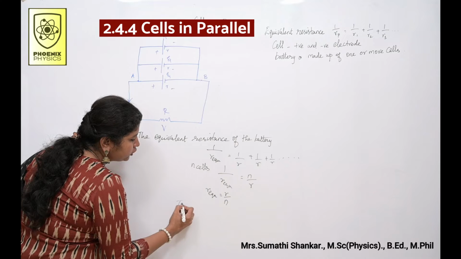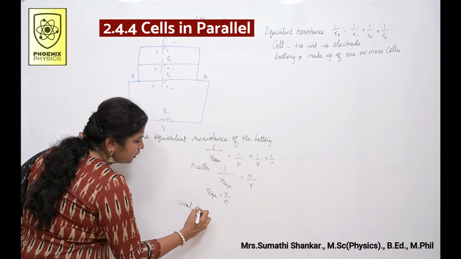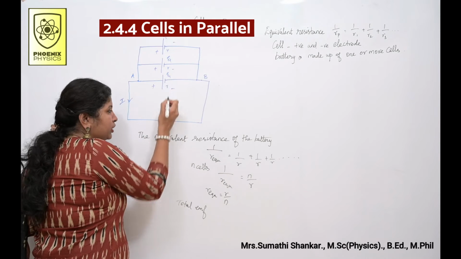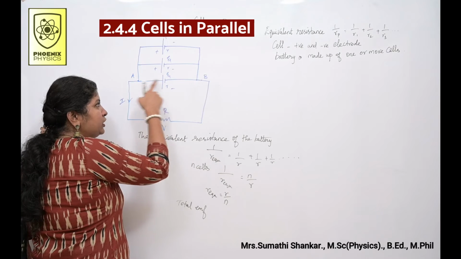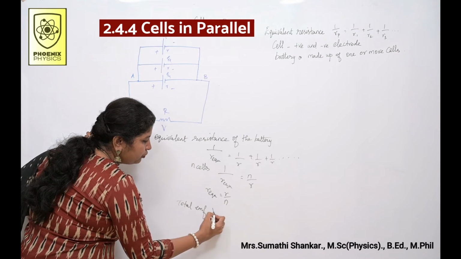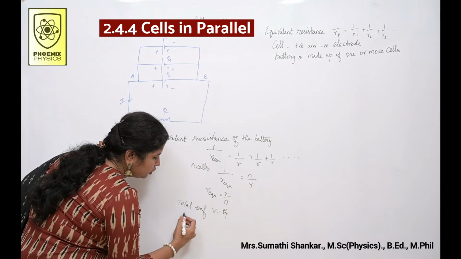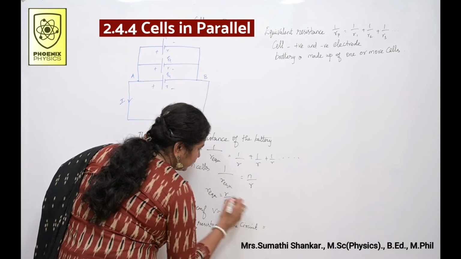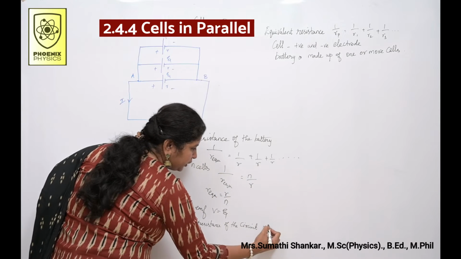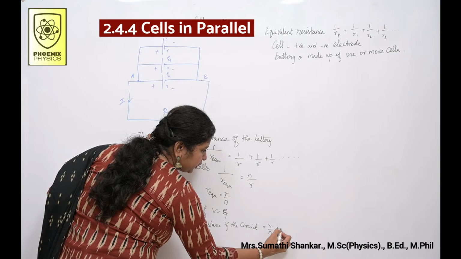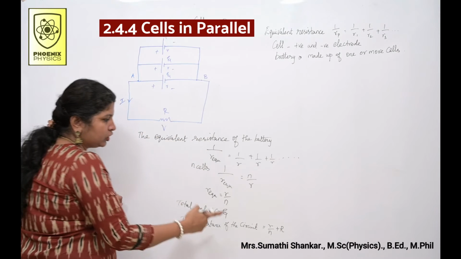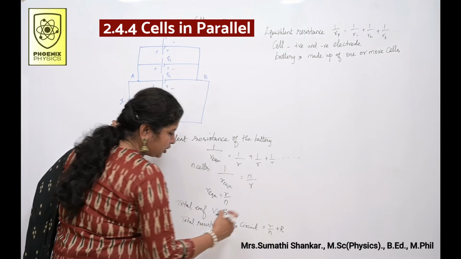How do you calculate the total EMF of the battery? Here the total EMF of the battery is the potential difference between A and B. So V is equal to Xi. The total resistance of the circuit is r by n plus capital R, where this R is the external resistance. So r by n plus R.